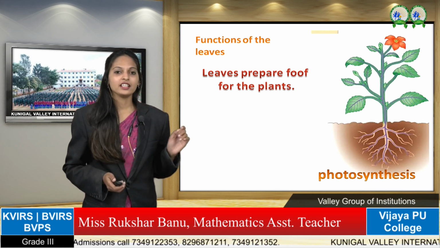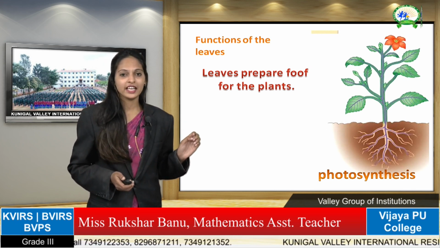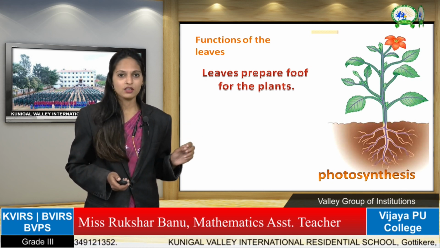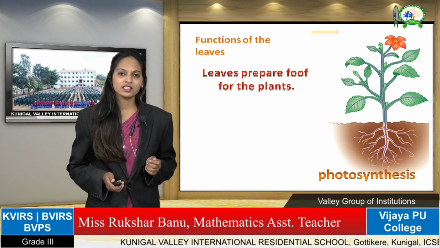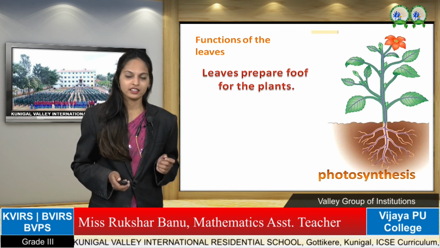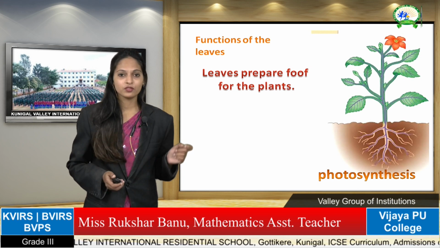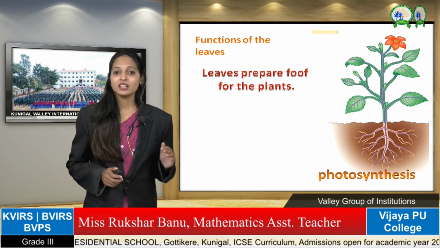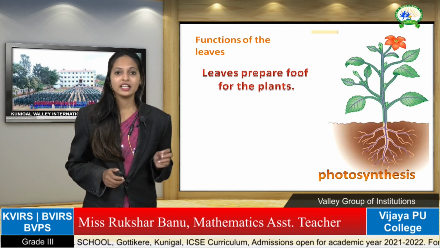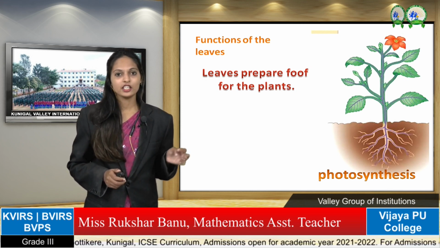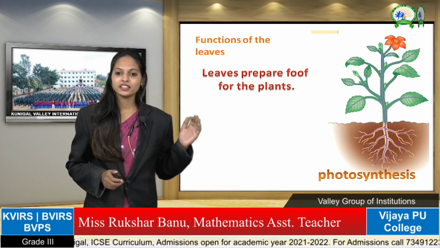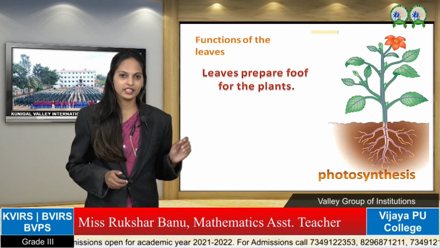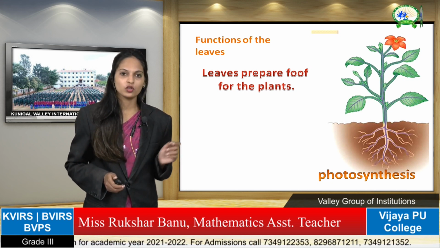It prepares the food with the help of carbon dioxide and water, in the presence of chlorophyll. The leaf is the important part of the plant because it produces food for all the plants. Most plants have green leaves, children, and they differ in size and shape. The green color of the leaf is due to chlorophyll.